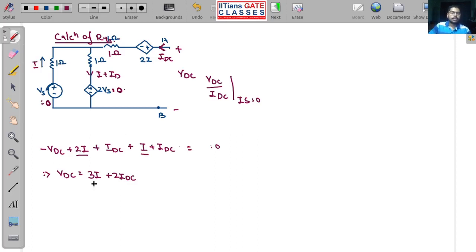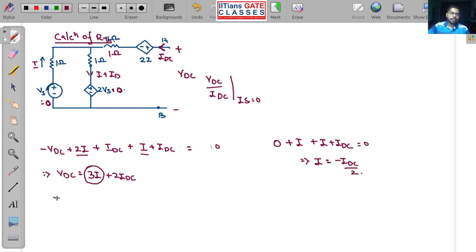So now this is the equation. Somehow I need to replace this I in terms of VDC and IDC. How am I going to do that? I am going to apply one more KVL in this loop. It will be 0 plus 1 into I, plus I plus IDC equal to 0. So I is equal to minus IDC by 2.